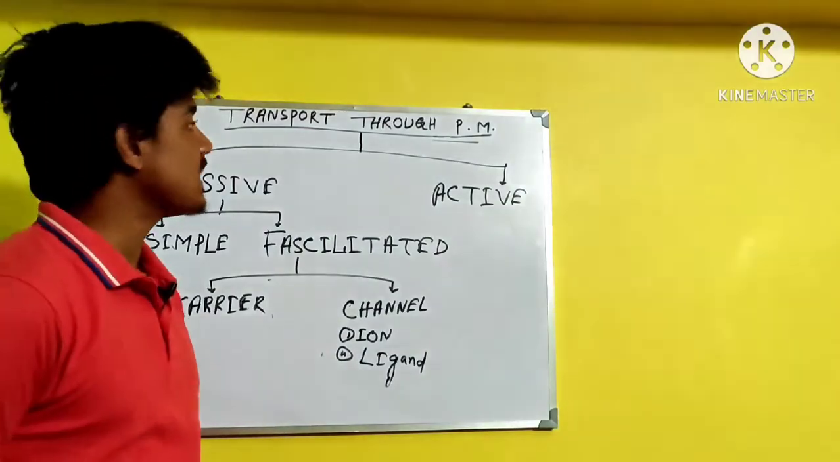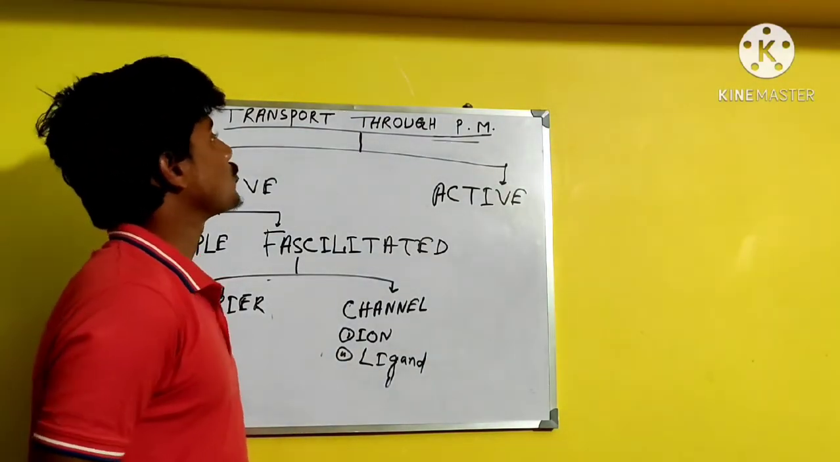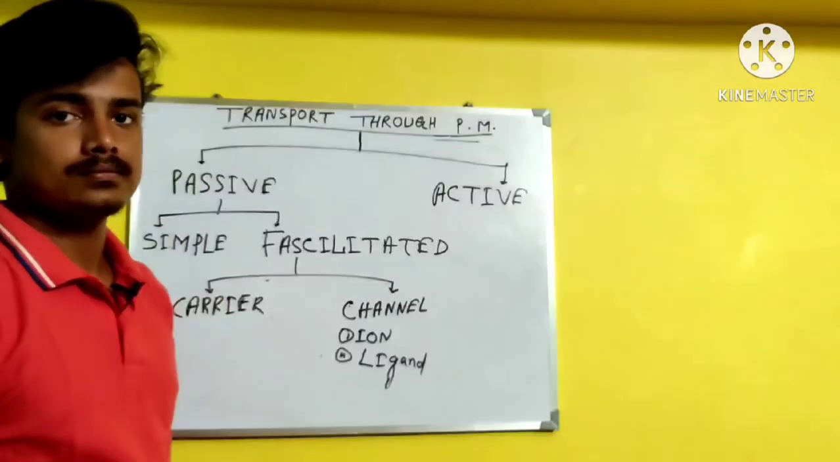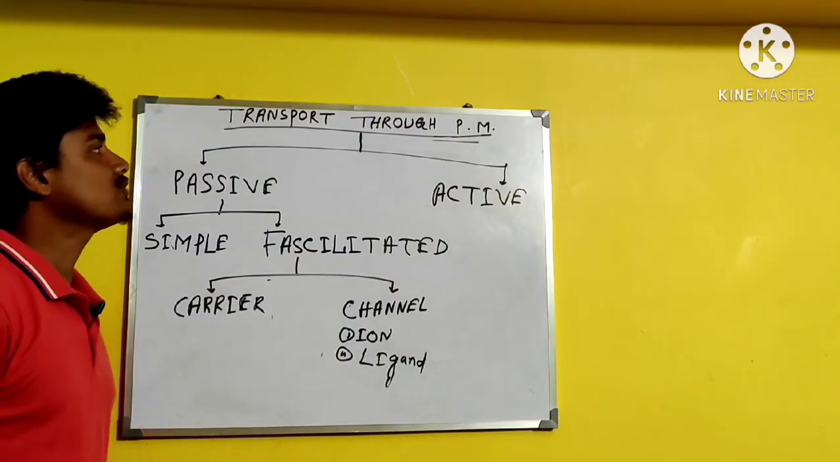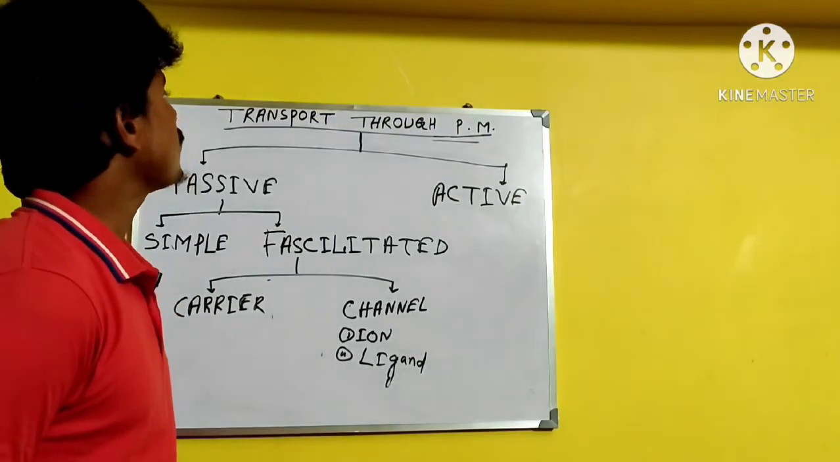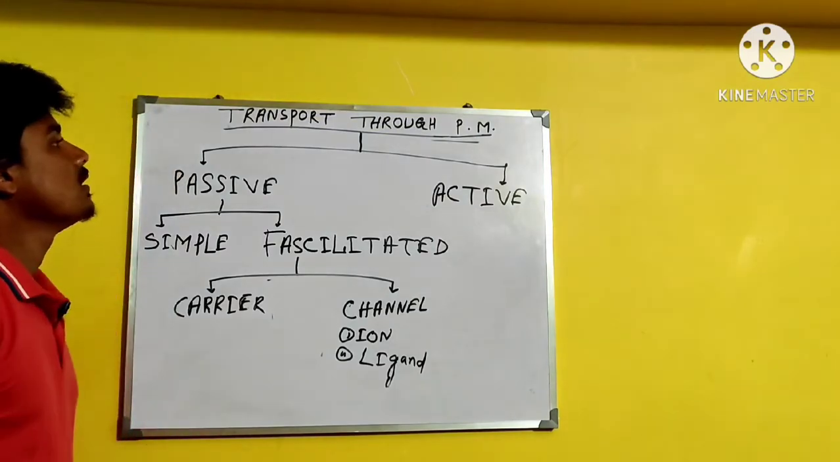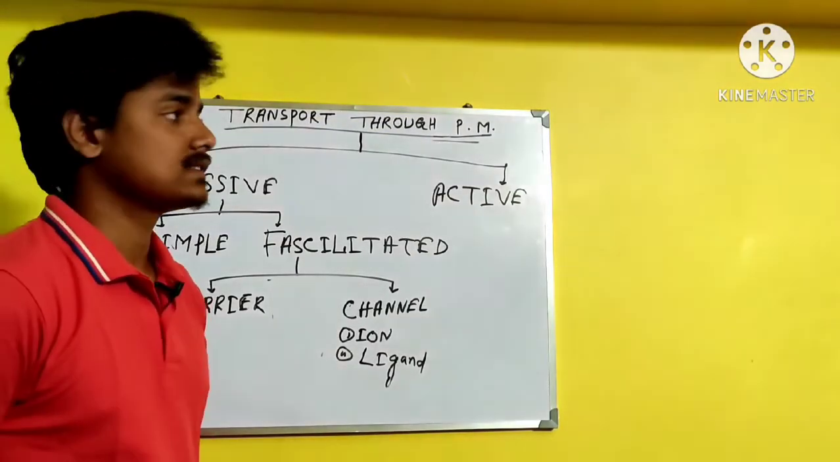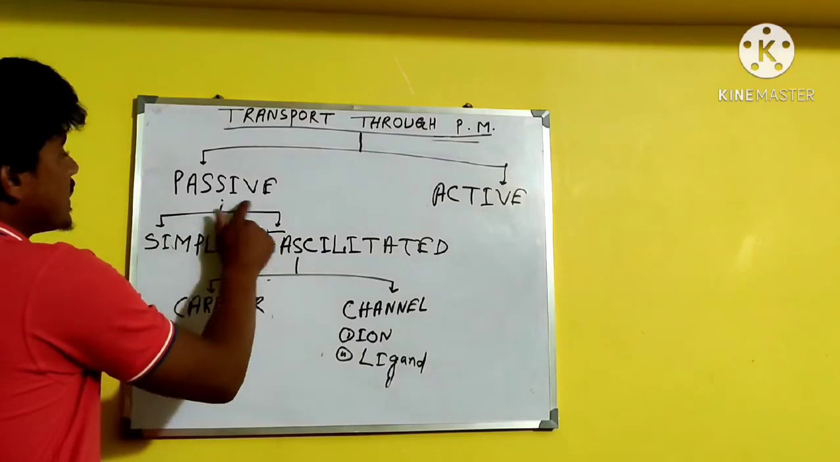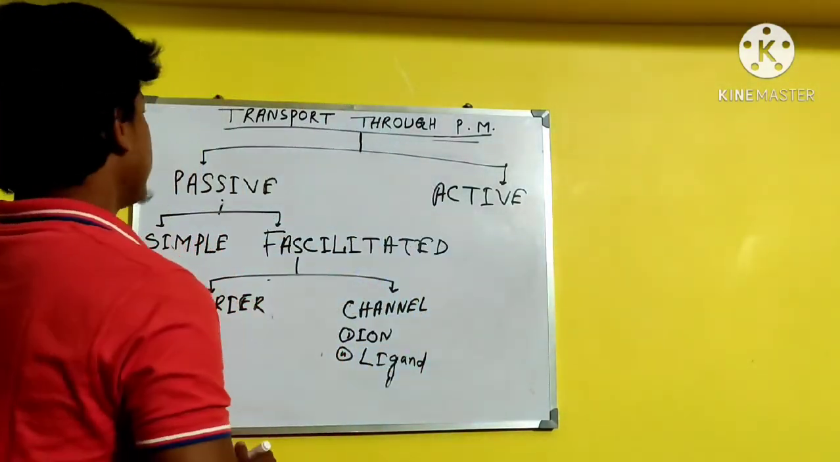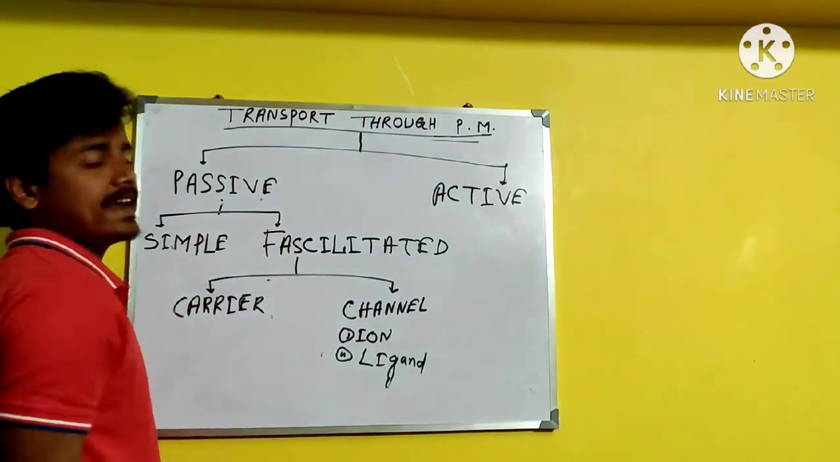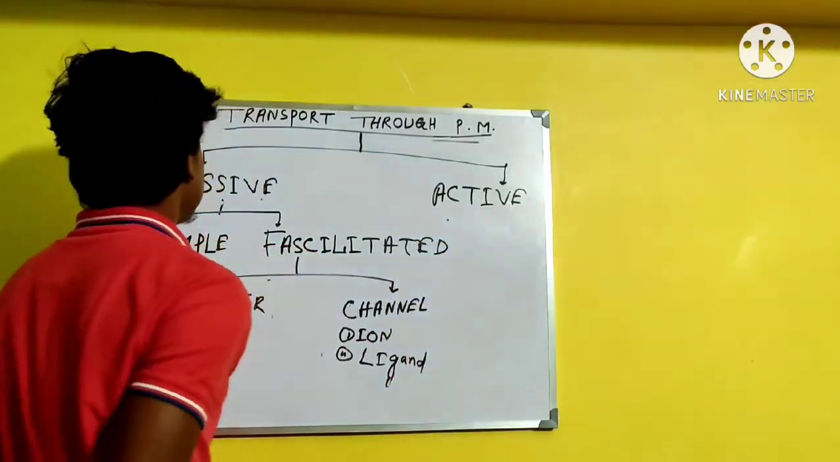Today we will discuss transport through the plasma membrane. Actually, the transport through the plasma membrane can be divided into two parts: one is passive transport and another is active transport.